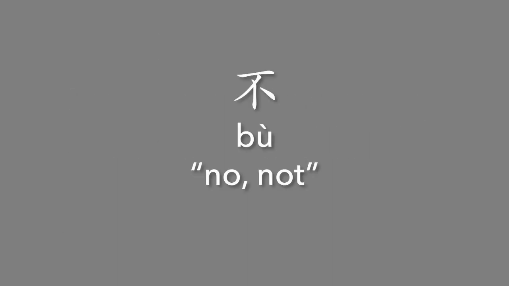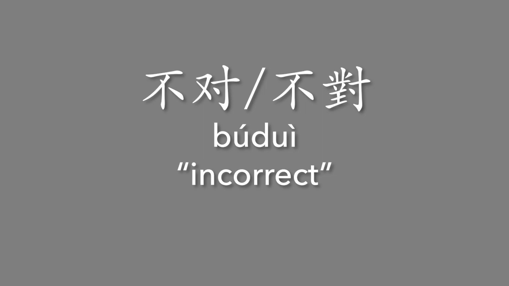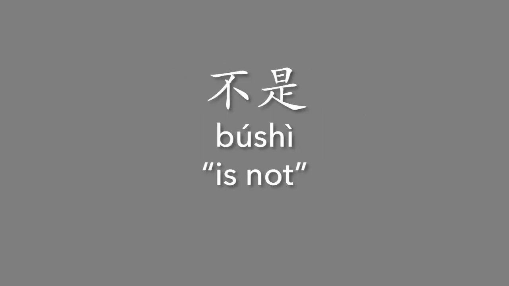Okay, the second big tone change rule we have is 不. Now, as I mentioned earlier, before a fourth tone, it becomes second tone, like 不对 or 不是, right? Now, fortunately, the rules for 不 are much simpler than they are for 一. And there's no exceptions. There's just this one rule and no exceptions.